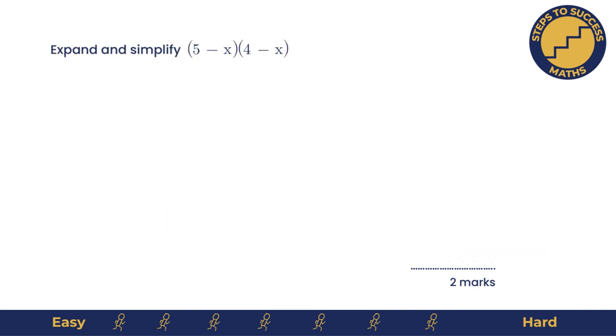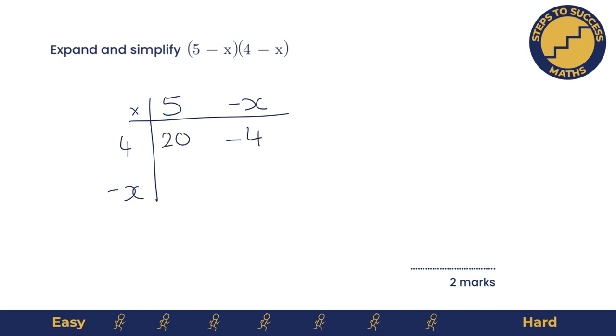Expand and simplify. Bracket 5 minus x, bracket 4 minus x. So don't be put off by the fact that it's written a different way round, we're going to do the same thing. 5 minus x, 4 minus x in our grid. 5 times 4 is 20. 4 times negative x is negative 4x.